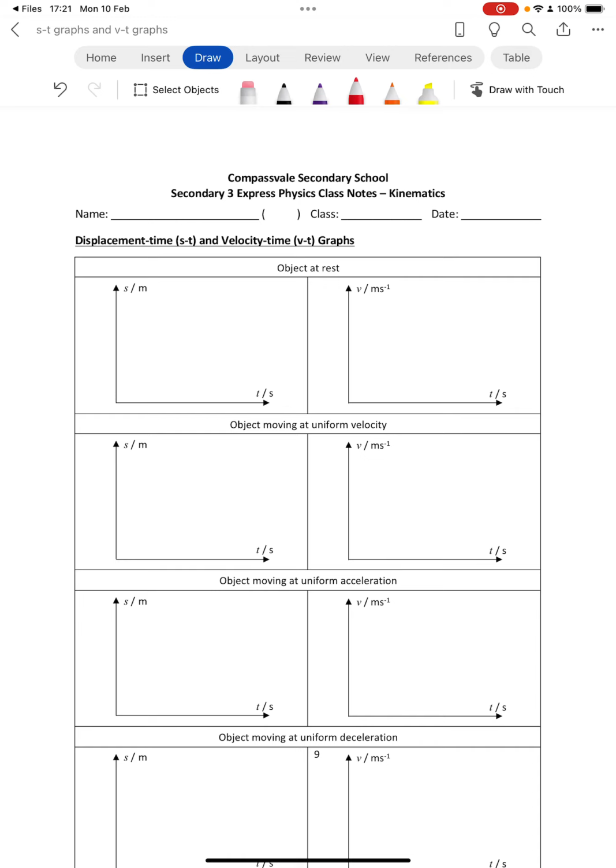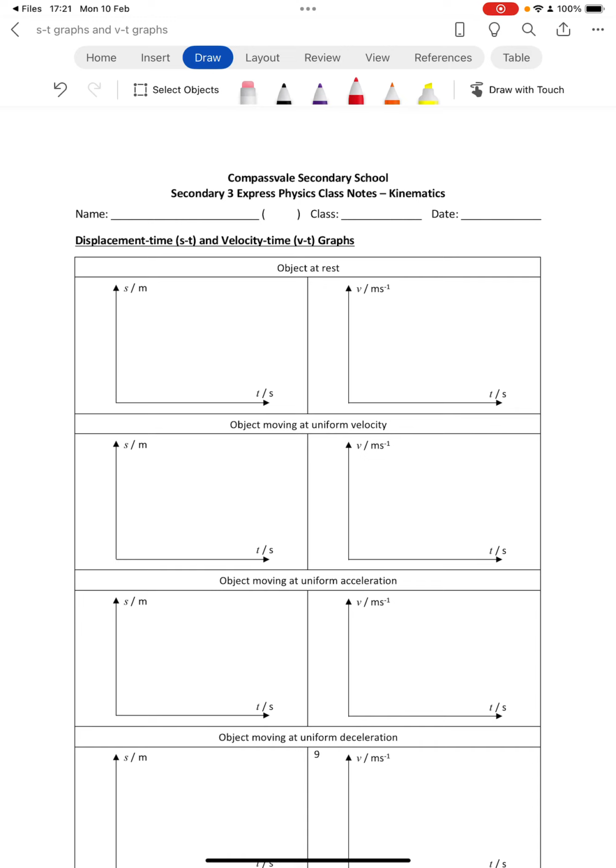Okay, so we have the worksheet which compares displacement time graphs and velocity time graphs. We use the symbol S for displacement and V for velocity. So ST graphs are displacement time graphs. They are not speed time graphs. Letter S stands for displacement.